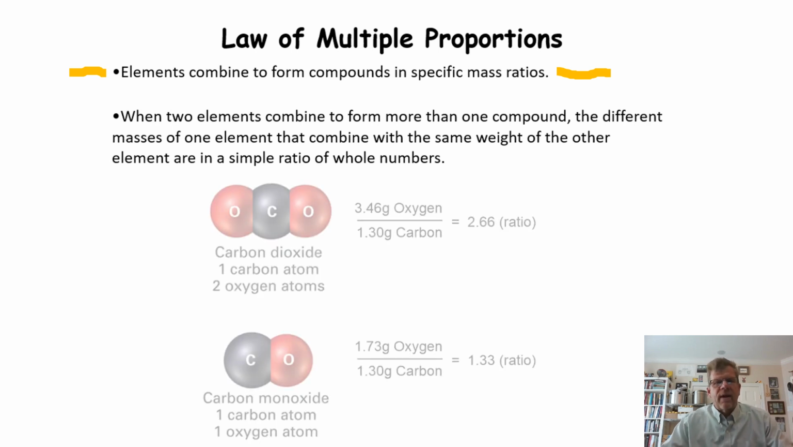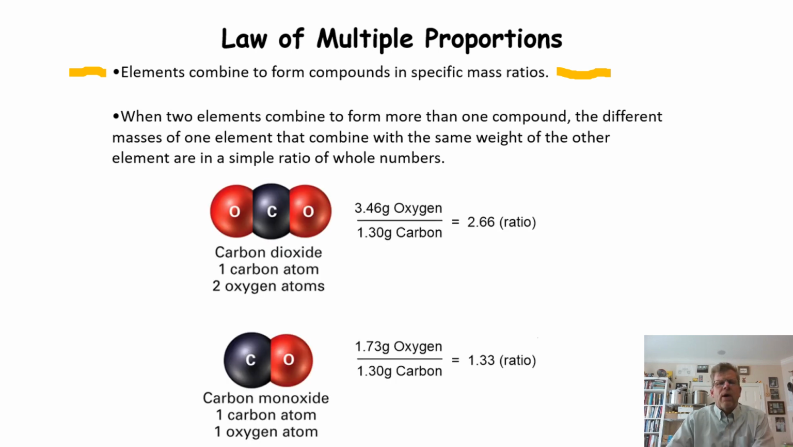We'll look at examples of two compounds of carbon and oxygen. So a further statement of the law of multiple proportions is that when two elements combine to form more than one compound, the different masses of one element that combine with the same weight of another element are in simple ratios of whole numbers. So let's take a look at this.